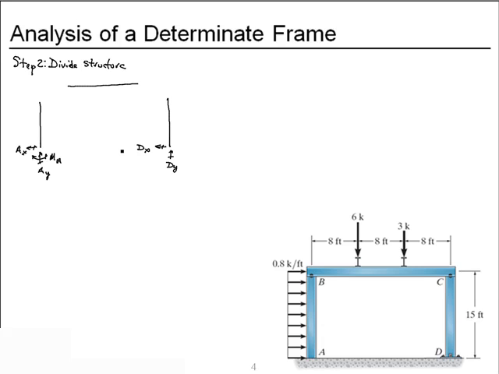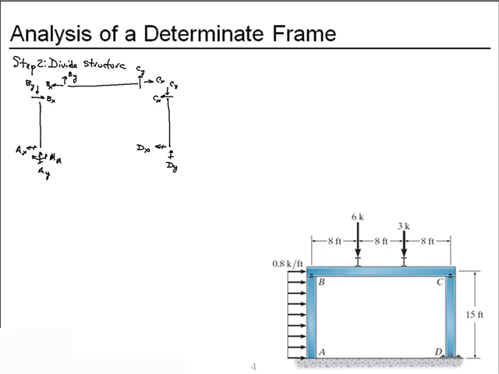And then in each of the internal pins, we get 2 internal forces, Bx and By. Newton's third law says that these are equal and opposite on the different sides of the cut. Cy and Cx.